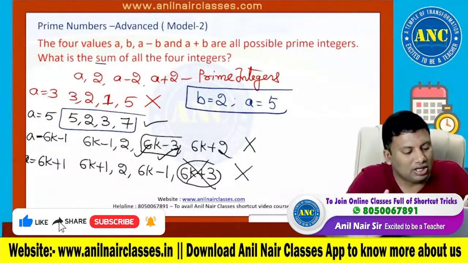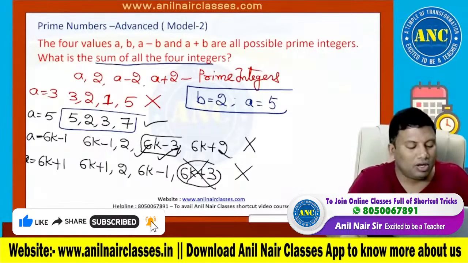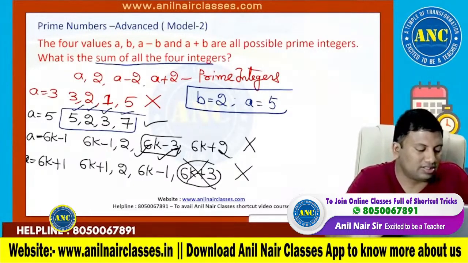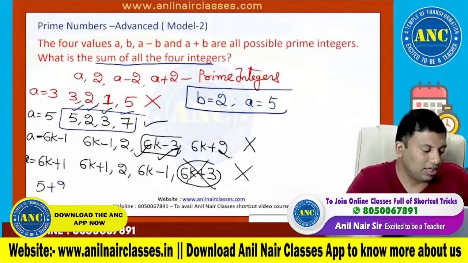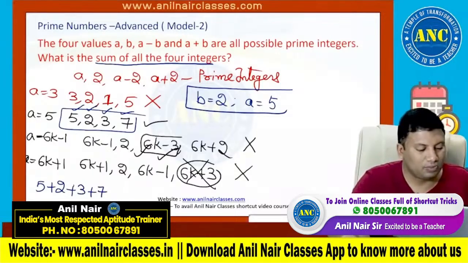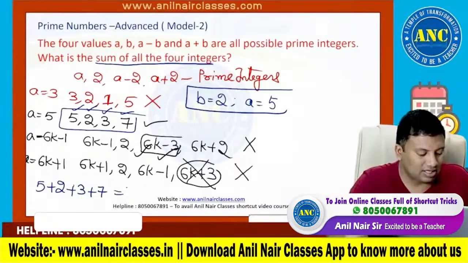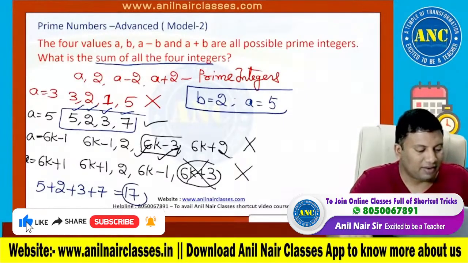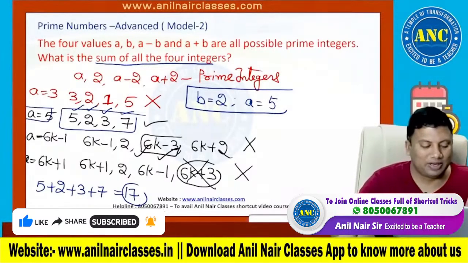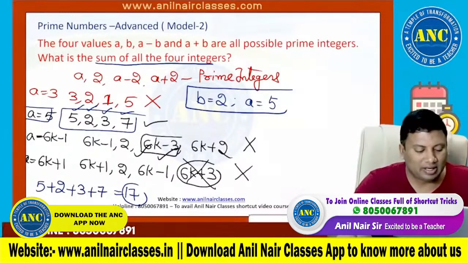But the question is, find the sum of all the 4 integers. The 4 integers are 5, 2, 3, 7. The sum is nothing but 5 plus 2 plus 3 plus 7. I hope the idea is clear. So the answer is nothing but 17. A is 5 and B is 2. 5, 2, 5 minus 2, 5 plus 2. 5 plus 5 is 10, 10 plus 7 is 17.